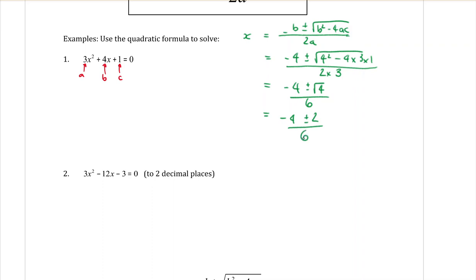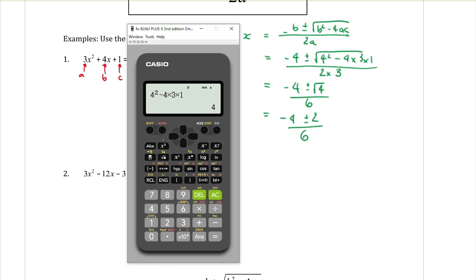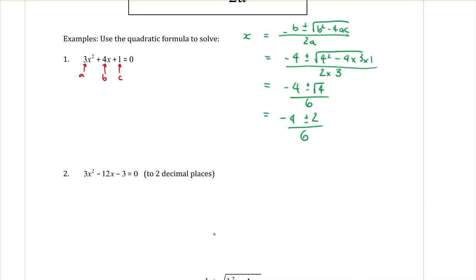Now remember that plus or minus is how you get your two solutions. We usually expect two solutions, but not always, but usually. To get your final answers from there, we are going to type the fraction in twice. The first time, here's my fraction button, I'm going to type in minus 4 plus 2 over 6. That gives me my first solution, which is a third.